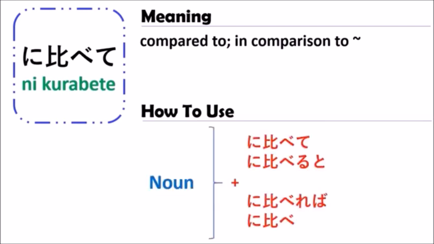So how to use it? In Japanese, when you use the grammar of 〜に比べて, you use it with a noun only. You should begin with your noun, and after that follow it with に比べて, に比べると, に比べれば, or に比べ. Like this, you can use any of the four.